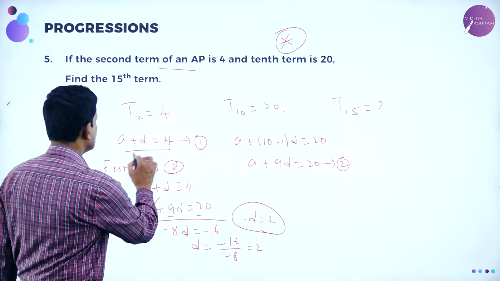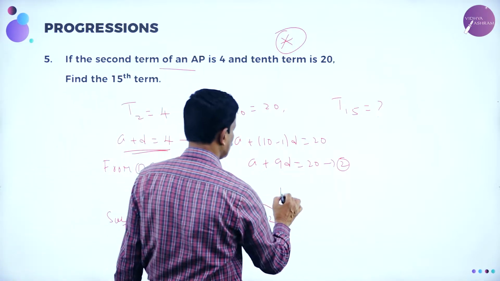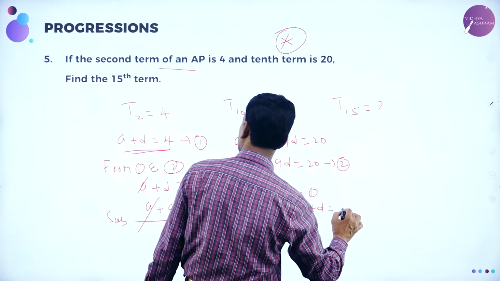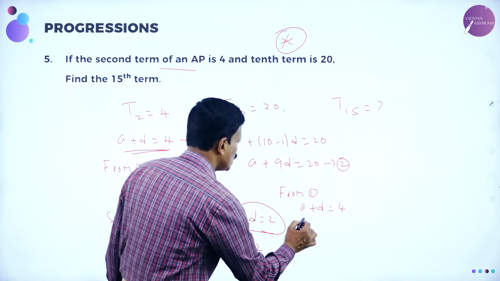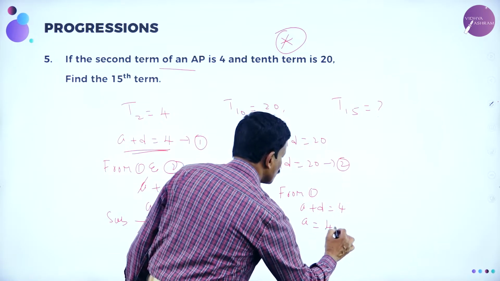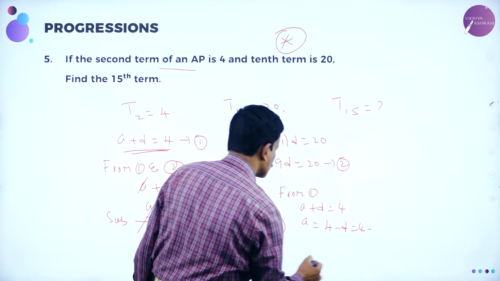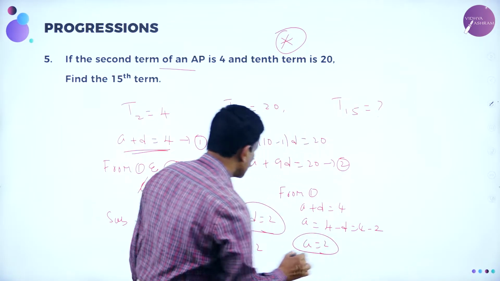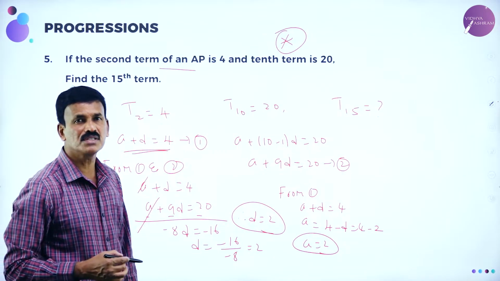From this, just get the value. From equation number 1, what is A plus D? A plus D is equal to 4. Therefore, A is equal to 4 minus D. What is D? D is equal to 2. A is also equal to 2. So here the first term is 2 and the common difference is also 2.